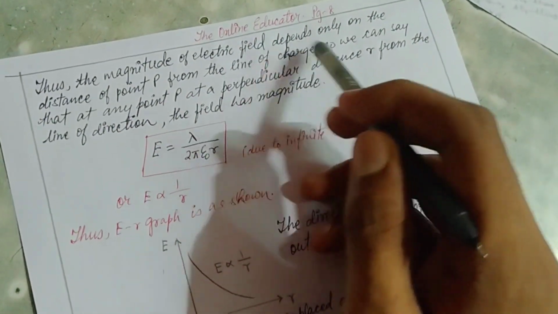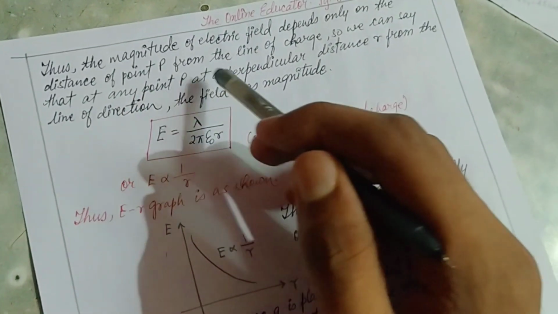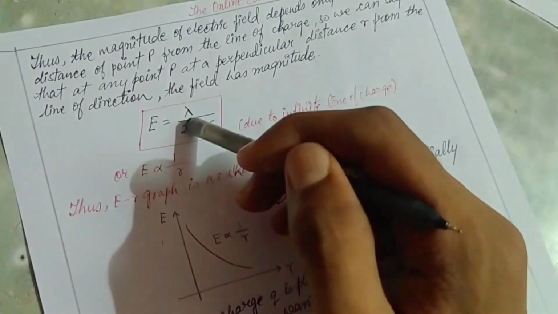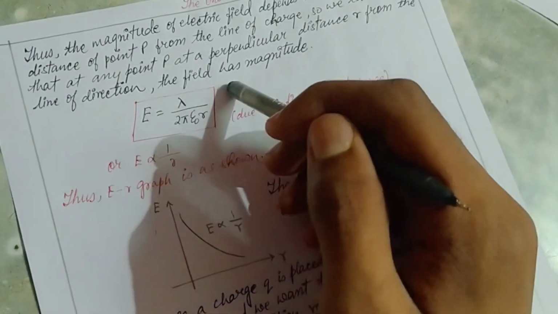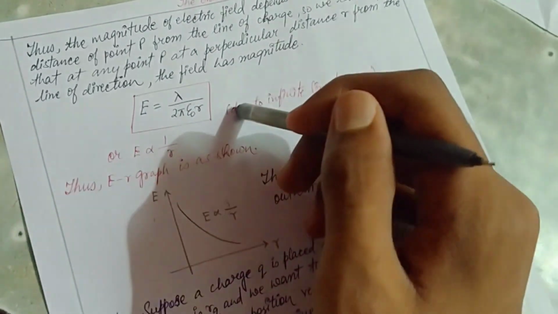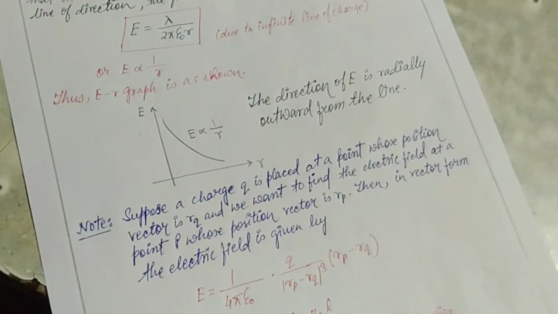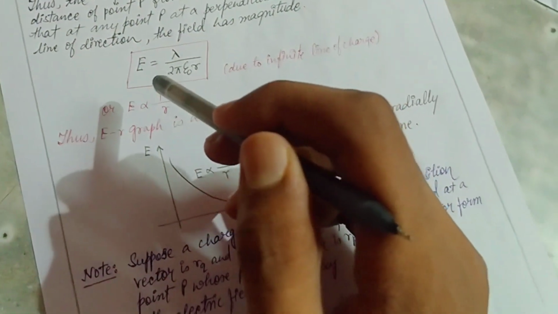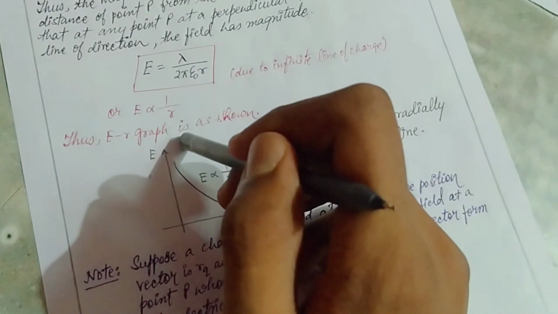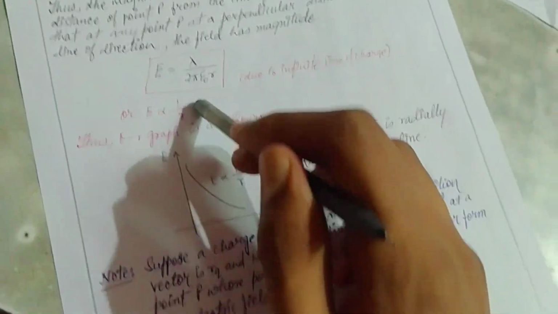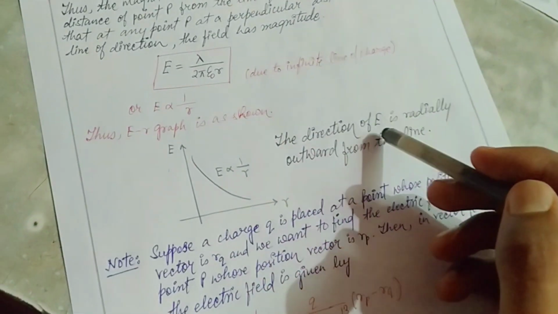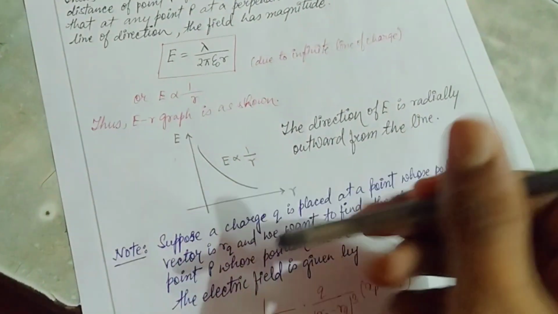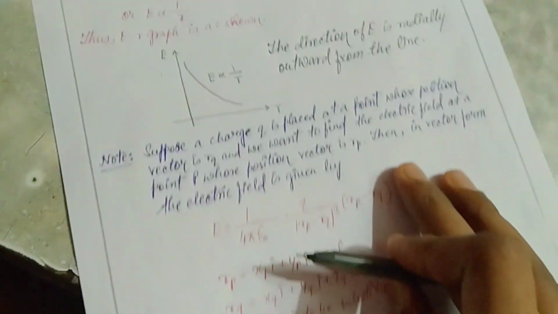Thus the magnitude of the electric field depends only on the distance of point P from the line charge. So at any point P at perpendicular distance r from the line charge, the field has a magnitude E equal to lambda by 2 pi epsilon naught r due to an infinite line charge. In the E-r graph, we also get to know that the electric field is inversely proportional to r. The direction of E is radially outward from the line.